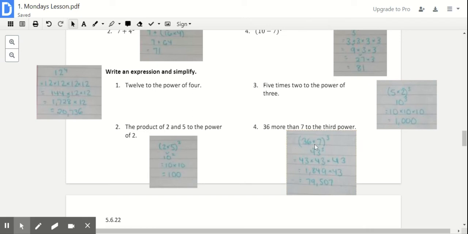Number 4, 36 more than 7. So this is 36 plus 7 because it's more than 7 to the power of 3. So I have that group here that I have to solve for, and then I'm putting it to the power of 3. If you have any questions on how to take those word problems and write them in expressions, don't hesitate to reach out to your teachers.